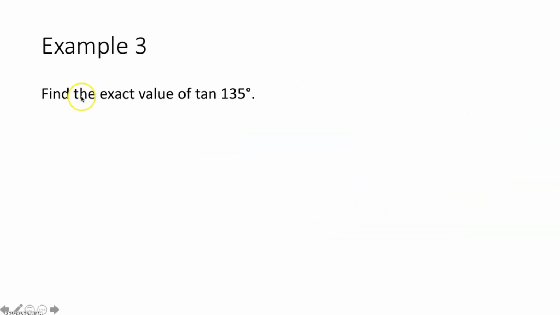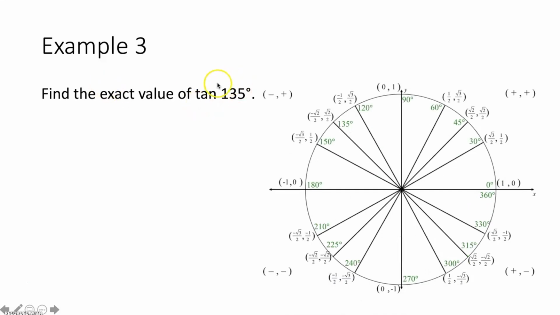Now, example 3 says find the exact value of tangent of 135 degrees. So again, 135 degrees, that is a multiple of 45 degrees, so we can use the unit circle to help us evaluate this. So we're going to begin by drawing our angle in standard position. We draw our initial side as a ray on the positive x-axis and rotate our terminal side positive 135 degrees counterclockwise.